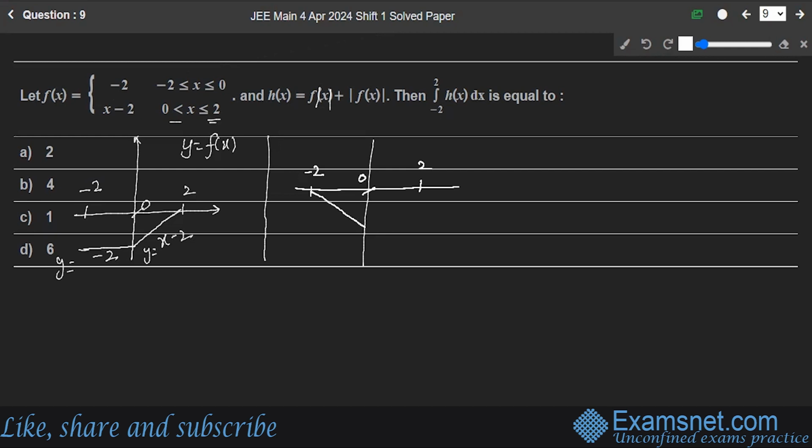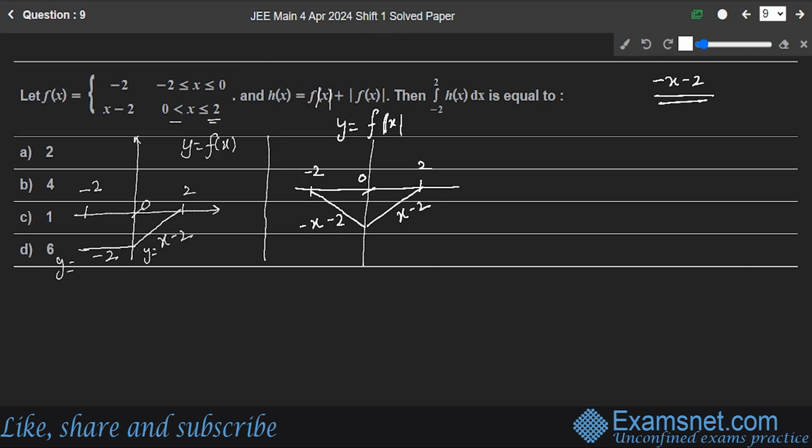Down. This will be -x - 2, because here mod of x is on the negative side, so x will turn to be -x. So this will be -x - 2. And for the positive side, it will be x - 2 only. Right? This is y = f(|x|).